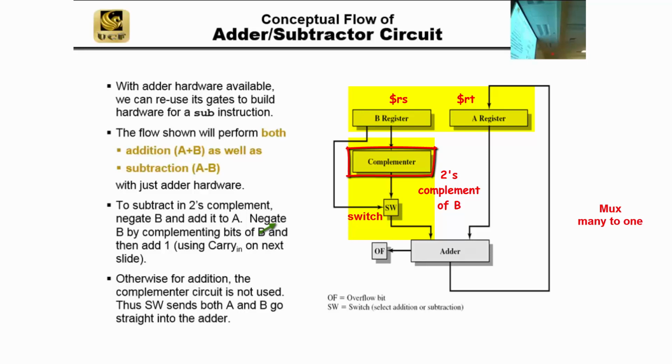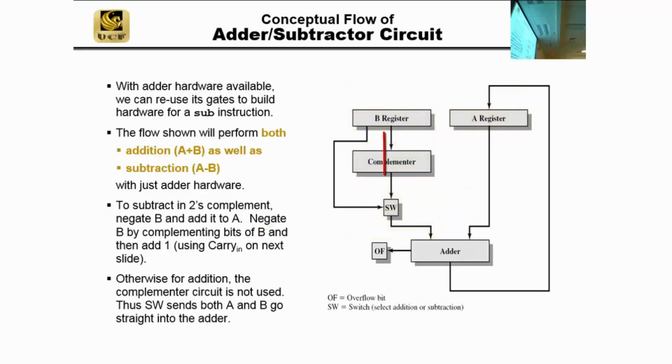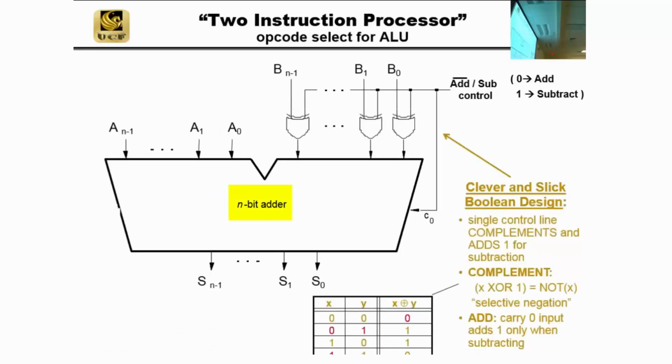Okay, selecting many to 1. So this switch will say if I'm doing a subtraction operation, I want to select this path where the B has been complemented. If I'm doing an addition operation, I want to select the uncomplemented and just put them both into the adder. So there's also an overflow flag, which we'll talk about. So how would you design this using Boolean gates? Here's a very slick solution to this problem using an adder to implement a subtractor using 2's complement.